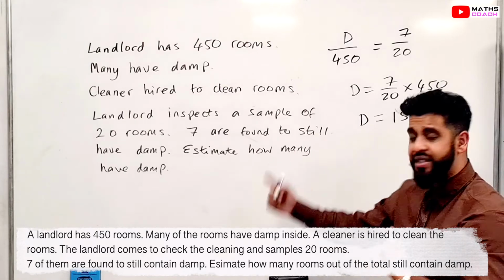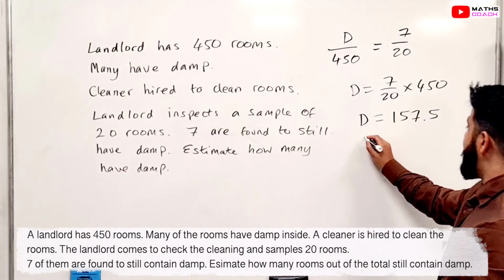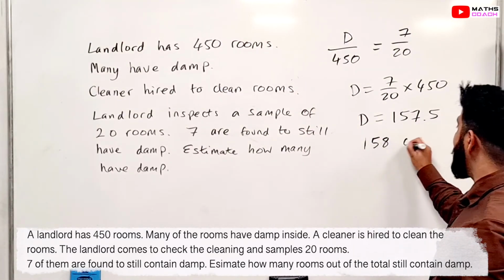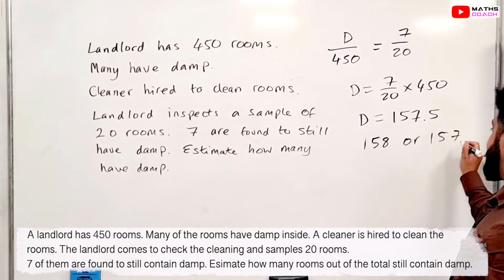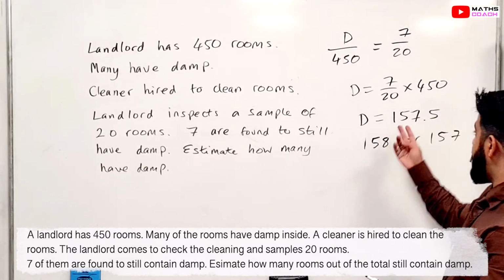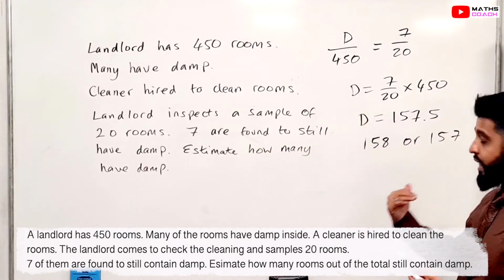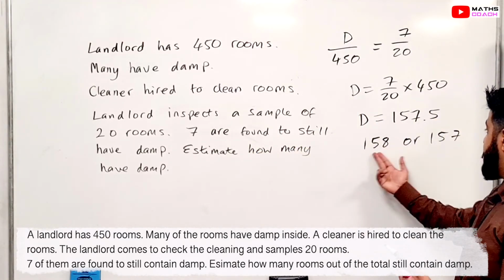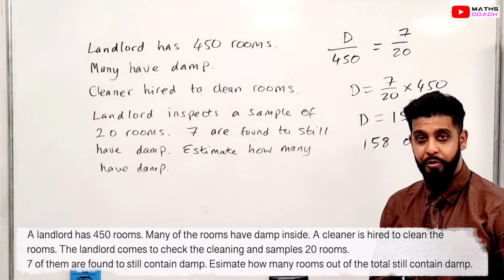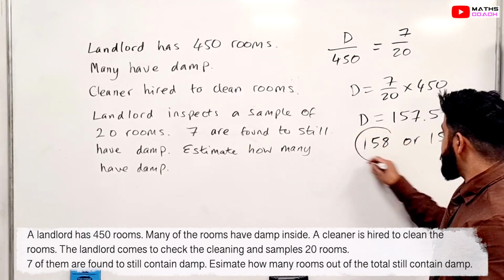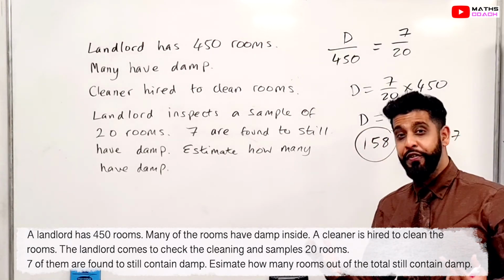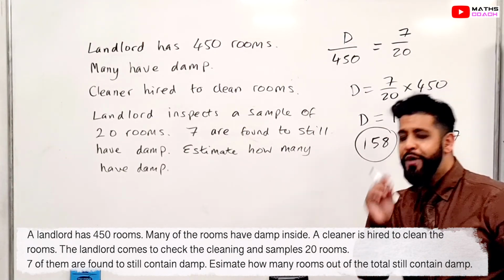157.5. Now, because it's an estimation, you can give your answer as 158 or even 157, depending on how you look at it. Some might argue and say you can't go up a room. You have to go down to the minimum room, whichever way, but both of these answers are acceptable. Me personally, I'll probably just go with that one because the landlord has 450 rooms and maybe one room has a little bit of damp.